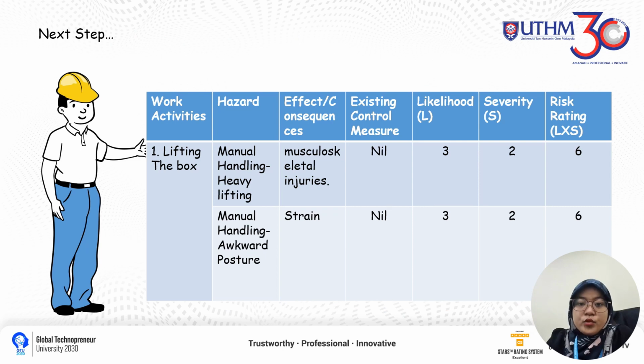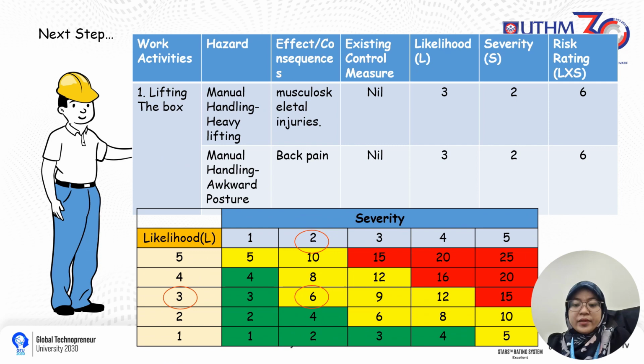Then the next step, you have to conduct risk analysis. You determine the likelihood, and then you determine the severity. Then later, you calculate the risk for the risk rating. As you can see here, the likelihood is 3 for manual handling and heavy lifting. Severity is 2. So 3 times 2 equals 6. For manual handling awkward posture, same, 3 times 2 equals 6. Then you refer to the risk matrix table. 3 times 2 equals 6. It falls under medium risk.